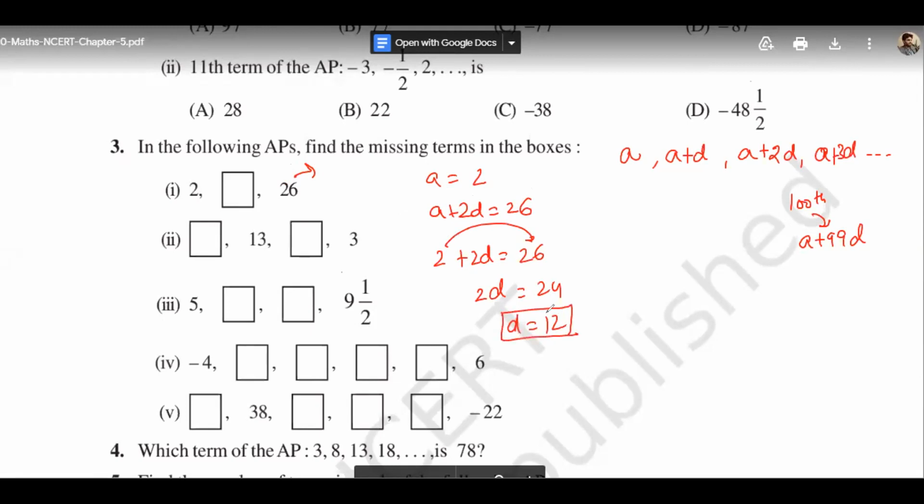Then D is equal to 12. When you get D as 12, you know that successive terms differ by D. So the middle term is A plus D. You can write it as 2 plus D, that is 12 plus 2, which is equal to 14. So this term would be 14. Likewise, find out these two boxes.